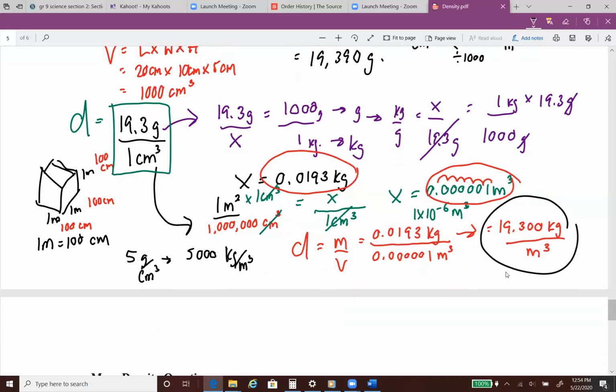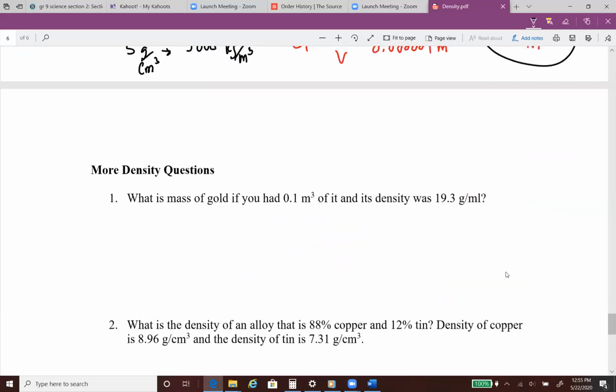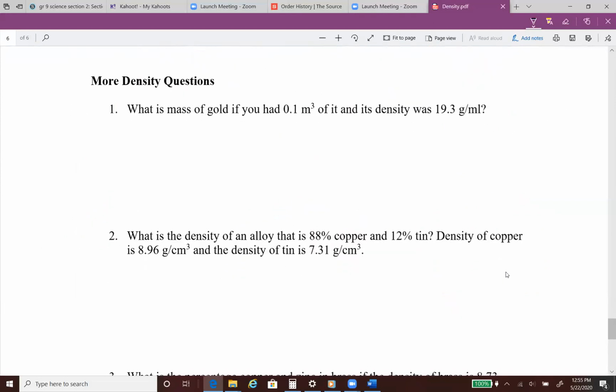Okay. So let's look at 3 other questions that might also be a little bit challenging. So here's the first one. What is the mass of gold if you had 0.1 meter cubed of it and its density was 19.3 grams per milliliter? Okay. So here's what we can do. If you remember, you might not remember it, and that's okay. 1 milliliter is the same as a cubic centimeter. So what we could say is that 19.3 grams per milliliter is the same as 19.3 grams per centimeter cubed. Okay, it's the same thing.